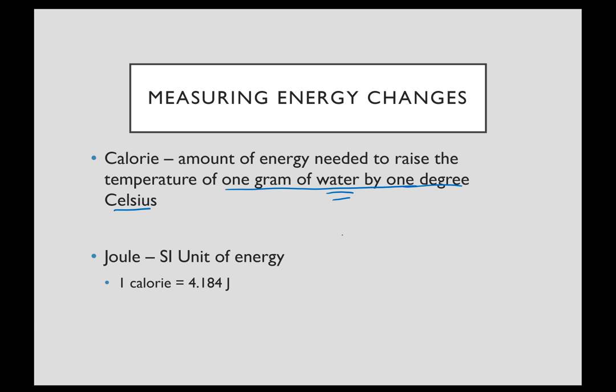The SI unit of energy, the one that we really use most often, is joule. 1 calorie is equivalent to 4.184 joules.